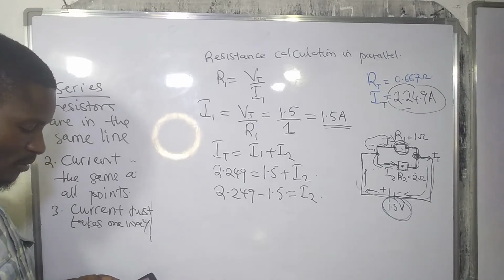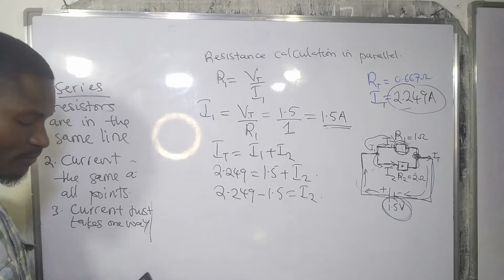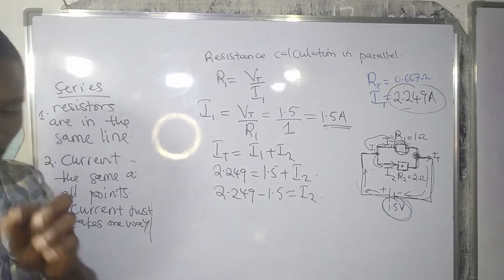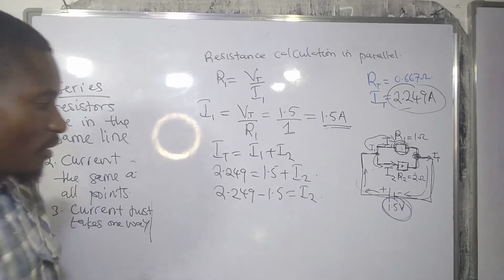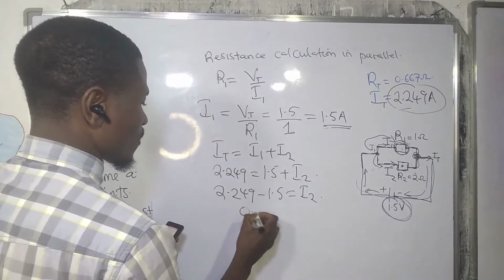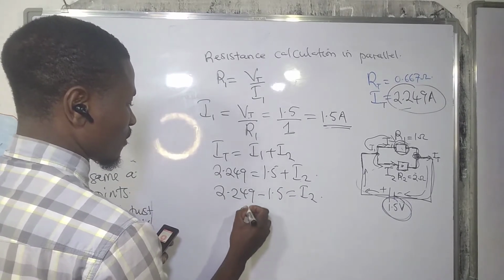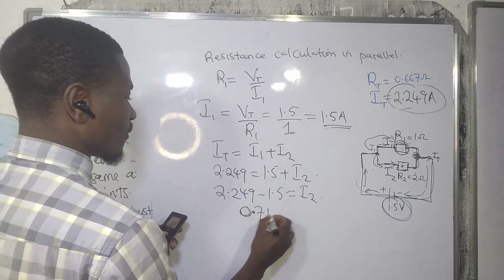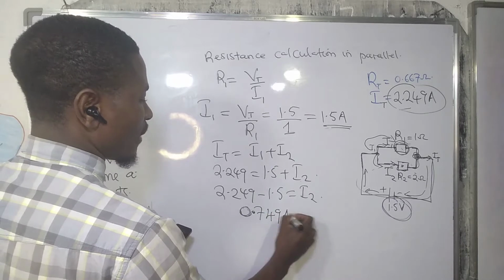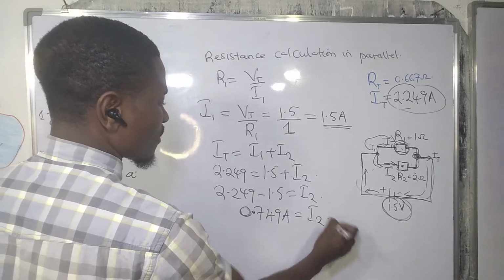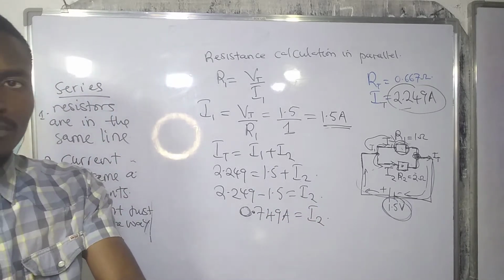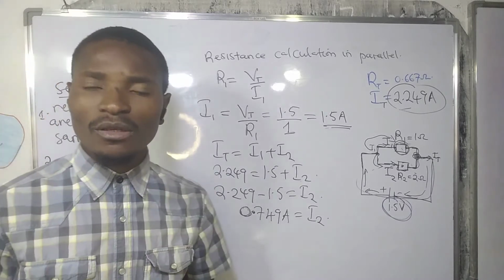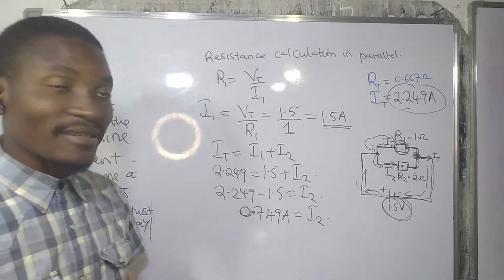49, minus 1.5, and then you have gotten 0.7. 49 amps is the one that is passing at I2. Okay, so that's how you can get the circuit analysis.